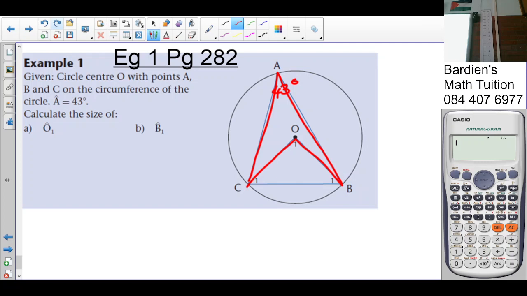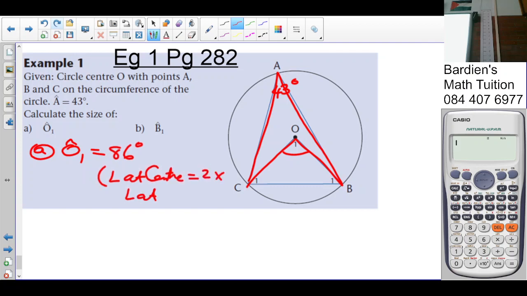That's that. So what do we get for O1? O1 is double 43. Which makes O1 what? 86. And what's the reason? Angle at center equals 2 times angle at circumference.